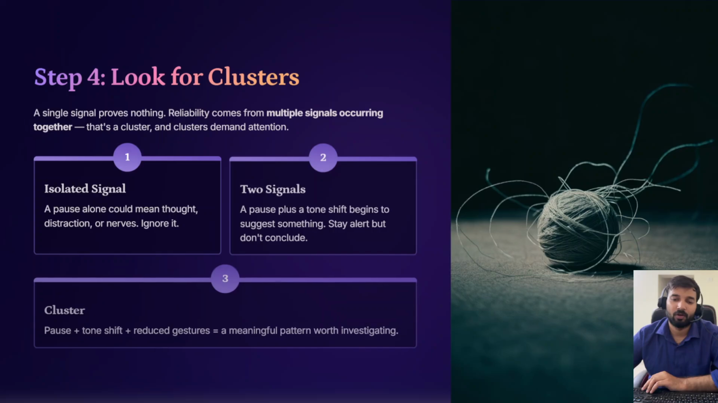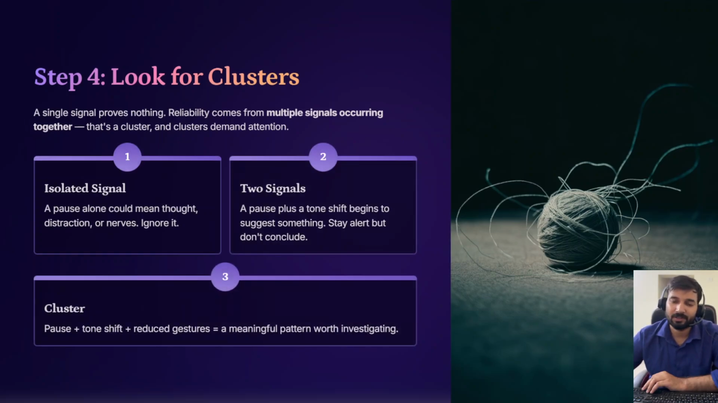Step 4. Look for clusters. One signal means nothing. You need multiple signals happening together. Example: pause plus tone shift plus reduced gestures. Now it becomes meaningful. Clusters increase reliability.